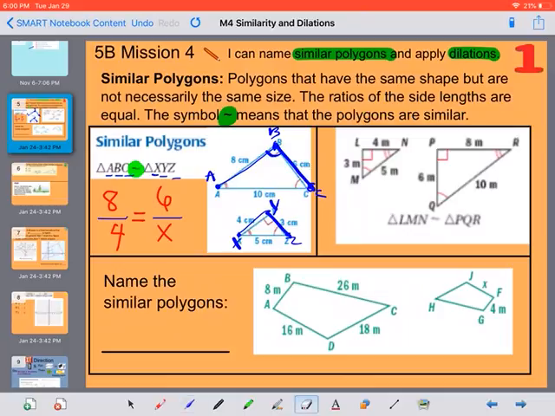If they use the same letters, they would have named it, for example, A prime. That's what this little dash means. B prime and C prime, to show that they're similar, or the figure is changed or moved. It's bigger or smaller or something like that. So we name our figures in the same order.